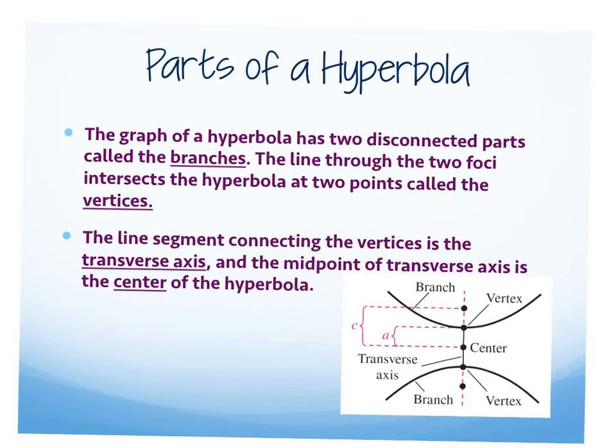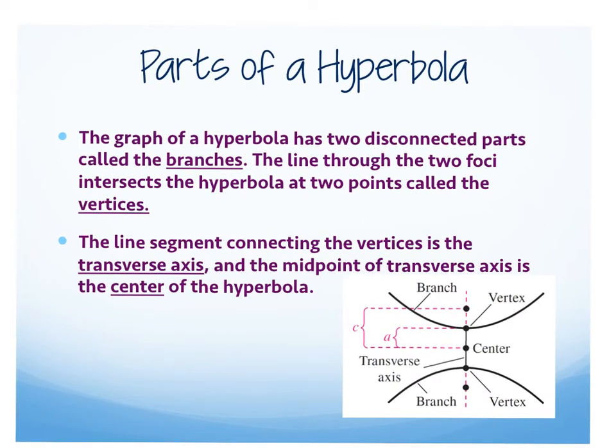The parts of a hyperbola, so some vocab terms that are different with hyperbola than any of the other conics. The graph of the hyperbola has 2 distinct parts called the branches. So those curves that look like parabolas are actually called branches. The line through 2 foci intersects the hyperbola at 2 points called the vertices. So you still have a vertex with a hyperbola like you did for an ellipse. The difference is that's where the point changes direction just like a parabola does.